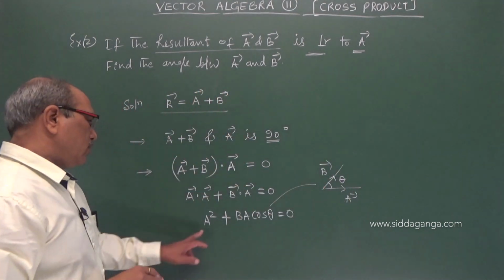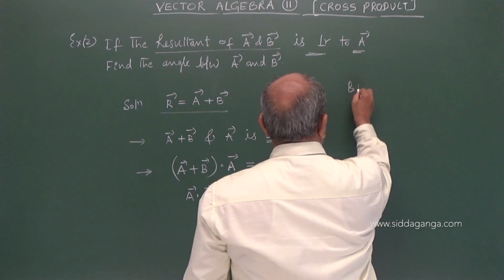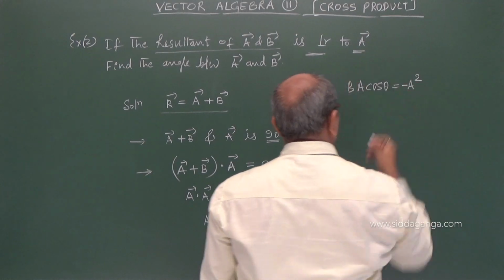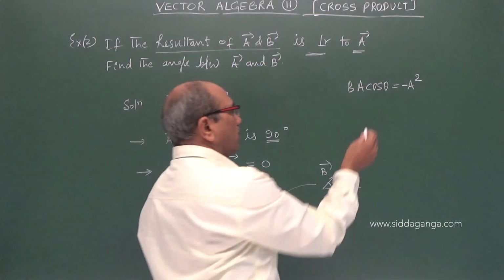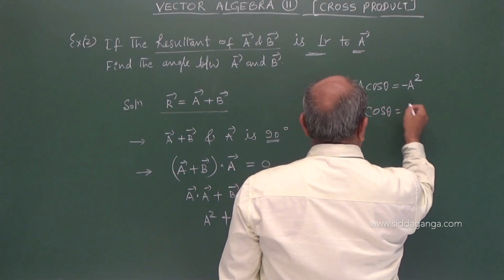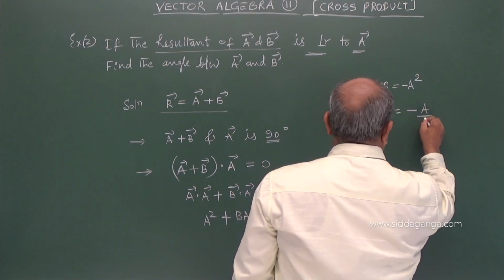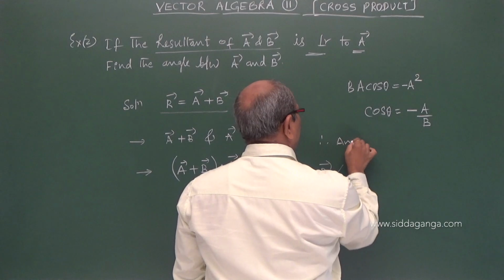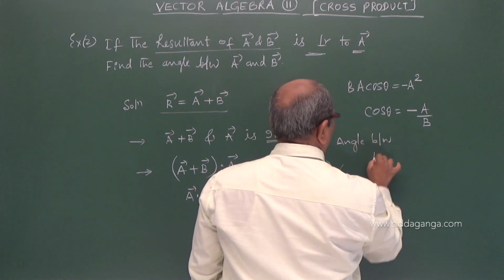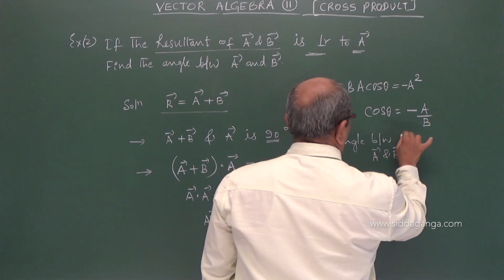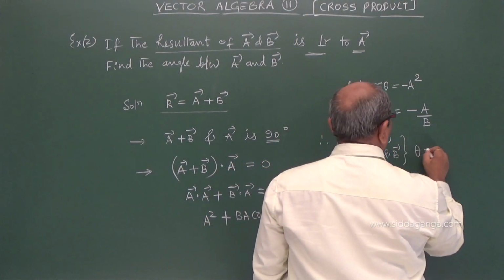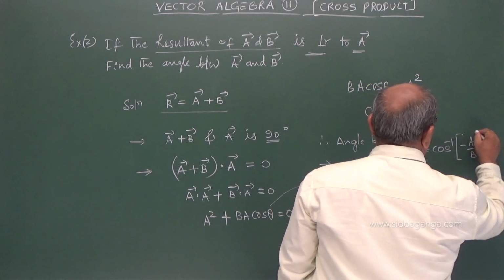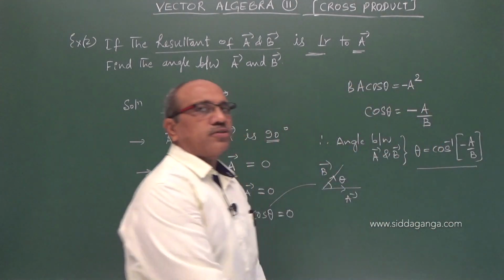Theta is. Now therefore, AB cos theta can be written as A square minus, taken the other side. Our aim is to find the angle. Therefore, if I take the other side, it becomes minus A by B, the A cancelled. Therefore, our final answer: what we got? Angle between A and B equals cos inverse of minus A by B. This is the answer. We got it.